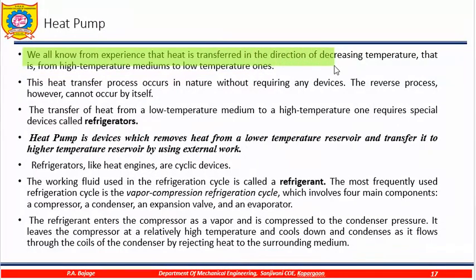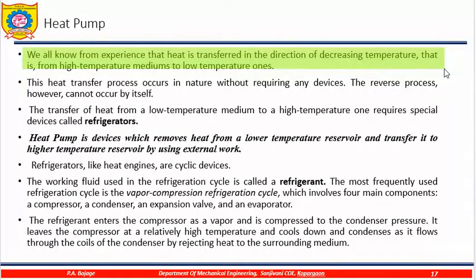Now see, we use many devices which work on a cycle and which maintain a temperature lower than the temperature of our atmosphere. For example, if the atmospheric temperature is 35 degrees Celsius and the temperature in your refrigerator is 5 to 6 degrees Celsius. Now, what is the natural tendency of heat? Heat always flows from a higher temperature body to a lower temperature body. We have seen it in previous videos also.